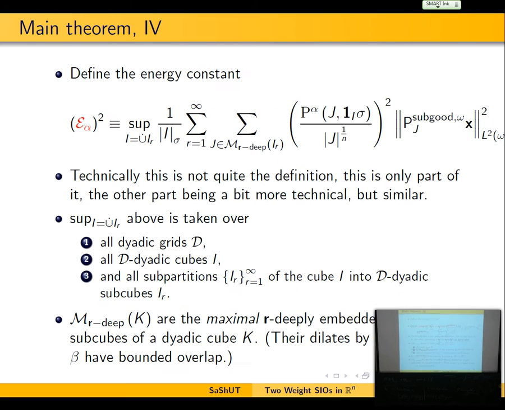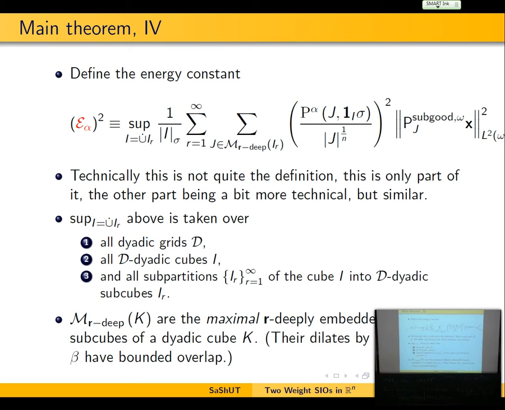So then, the simplest flavor of the energy constant is this. Let me explain. You have an interval I. Well, this is going to be a sup over all dyadic grids, all dyadic cubes, all subpartitions. So the interval I, you partition into arbitrary I_r's. Any crazy partition you can think of.